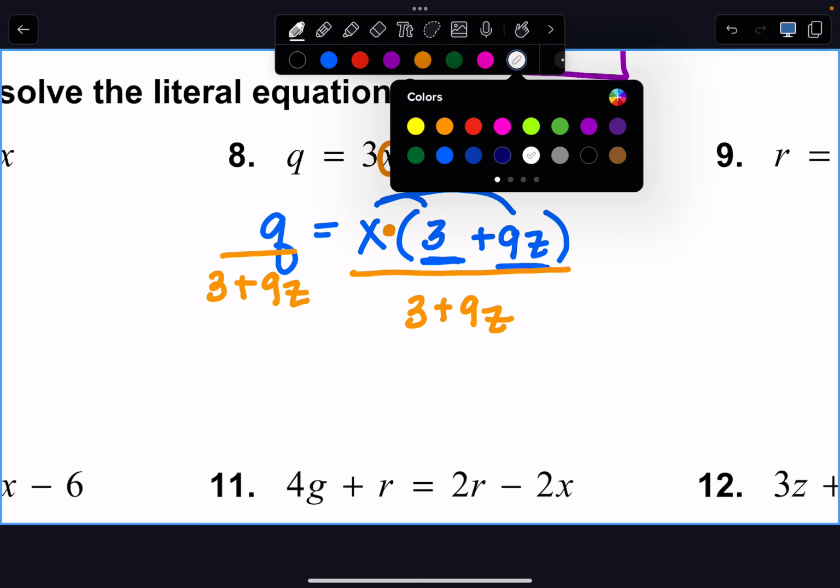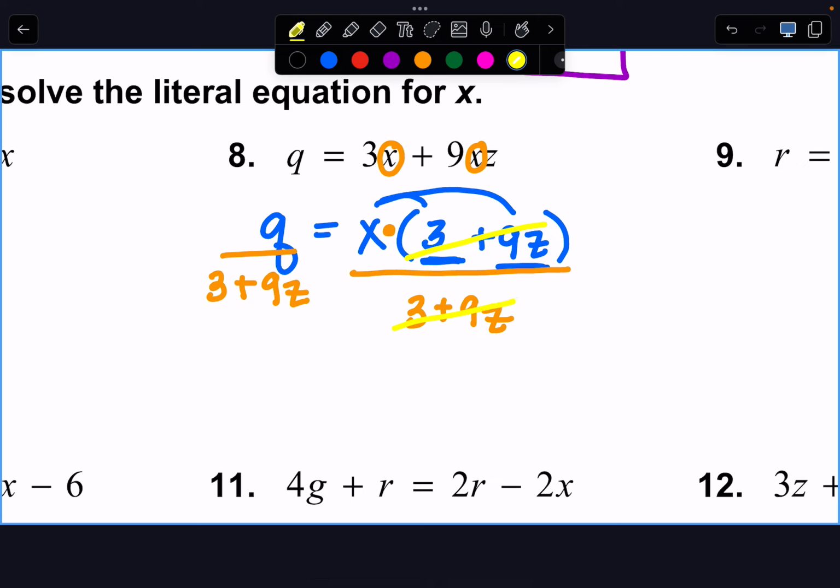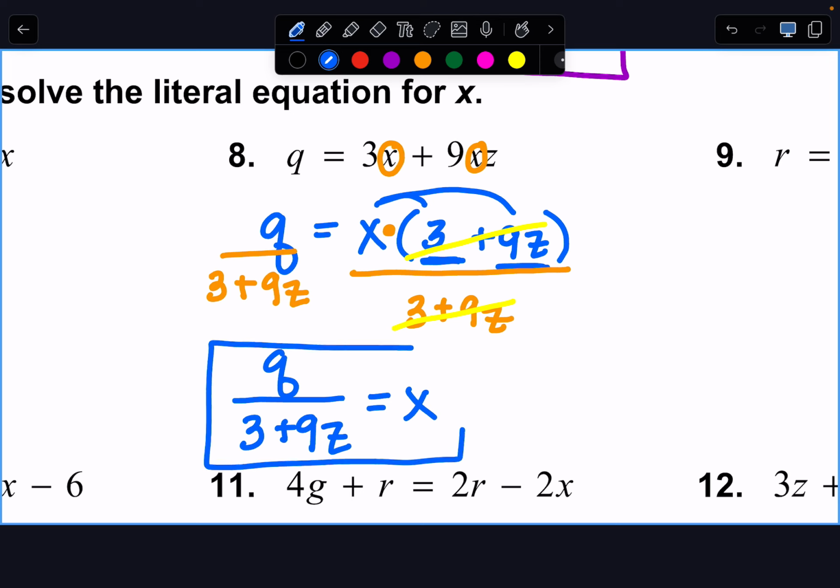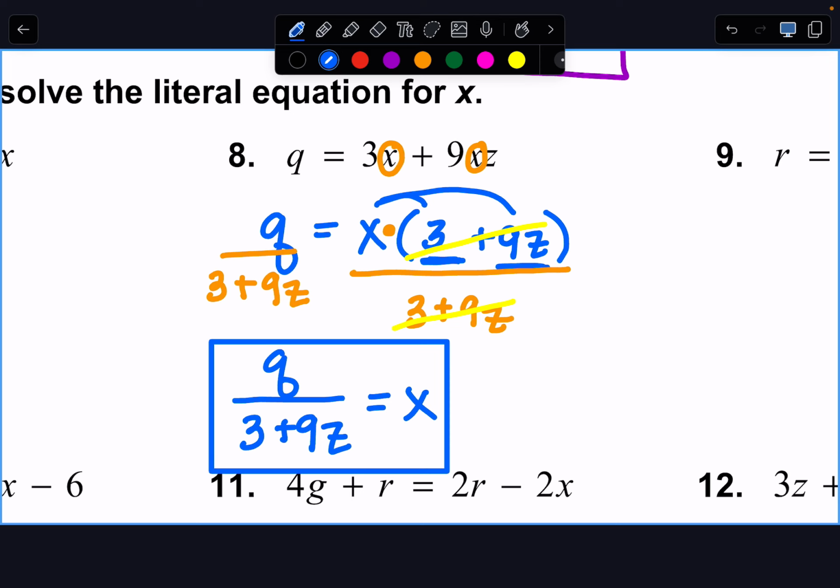this is the weirdest thing, I know. When we divide, those cancel, and this is literally, for our literal equation, our answer: q divided by 3 plus 9z equals x. Isn't that crazy?